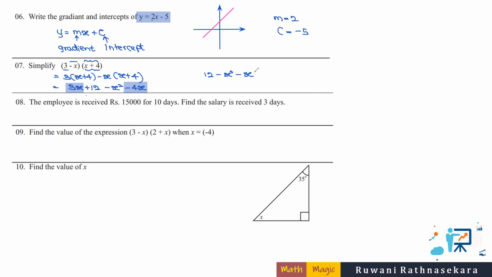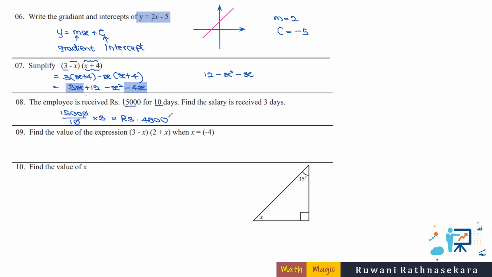Right. The employee received 15,000 rupees salary for 10 days. You have to find the salary for 3 days. If 10 days salary is equal to 15,000, you can find the salary for 1 day by dividing 15,000 by 10. Then to make it the total for 3 days, you have to multiply it by 3. Actually, by cancelling a 0, you'll get 1,500. 1,500 into 3 is equal to 4,500.